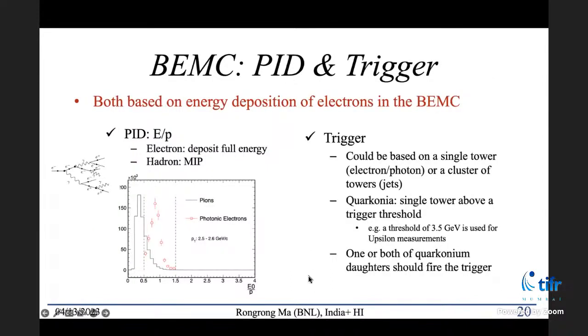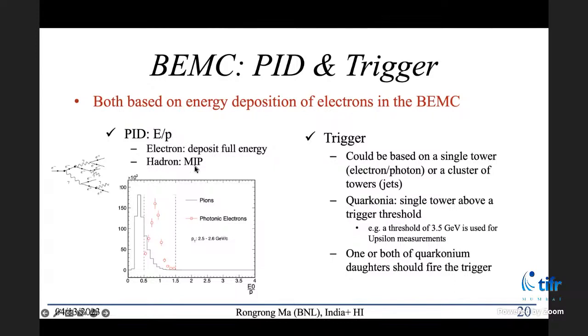About the PID and the trigger, again, for the PID, as I said before, it's mainly based on the energy deposition. So the idea is we use the variable called E over P. E is the energy measured in the BMC, and P is the momentum measured in the TPC. For the electrons, they go through the electromagnetic shower and deposit most of the energy, or the full energy, in the BMC. And we expect E over P to be close to one.